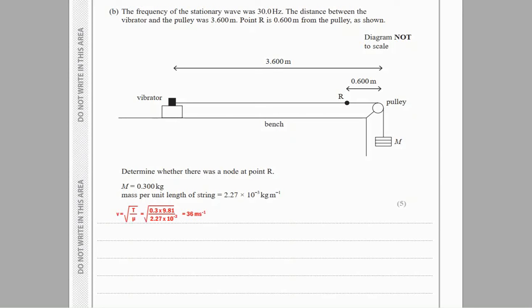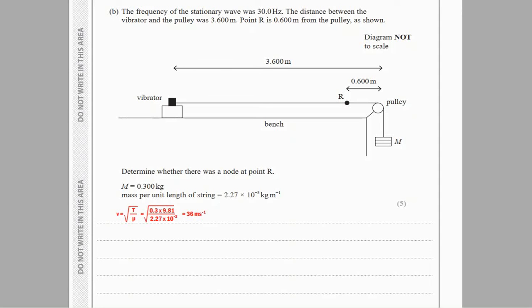And where will I get this T? The weight of this mass, capital M, is going to give me the T. And mu is also given in the question. So you put in the values, you get V as 36 meter per second. And don't get stuck here. See, this is how the answer guides you. I mean, the steps guide you towards your answer.